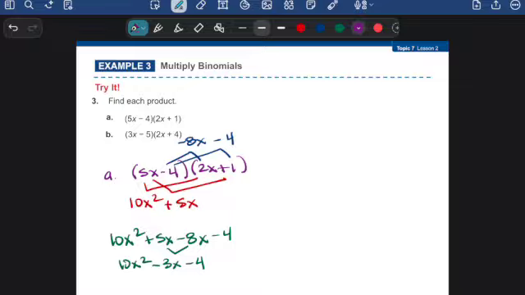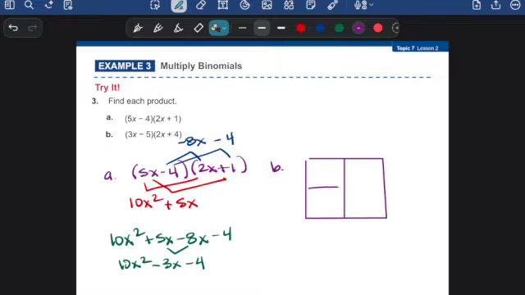Okay, and part B, let's do that again. I'm going to do the area model just to remind you how to do it. So set up your area model. I have 2 binomials, so it's going to be a 2 by 2 box. Write the first term and the second term in the first binomial. It's a negative 5. And then I'm going to do the other binomial going down the other side. So 2x and a positive 4. And then just find the area of each square inside.